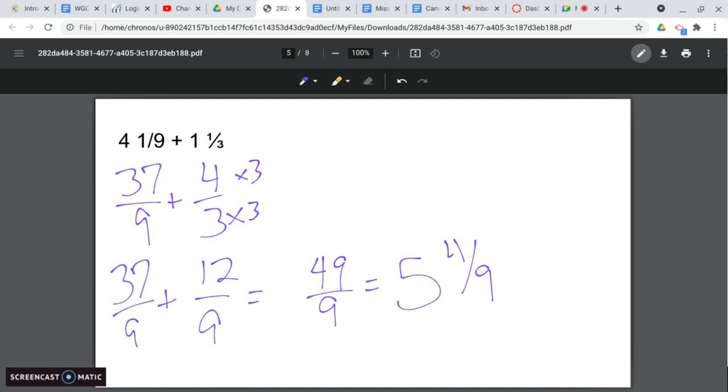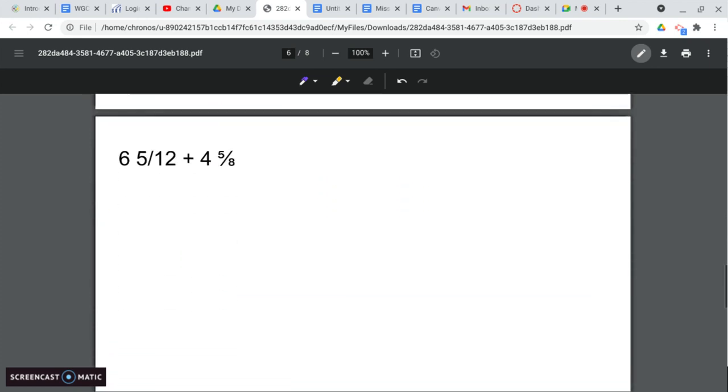Now, we would end up with the exact same answer either way, whether we did it the original way, 4 plus 1 would be 5, and then we'd add 1/9 and 1/3 together, and we would end up getting that 4/9. So either way, it works for us. Okay? All right, let's look at another.